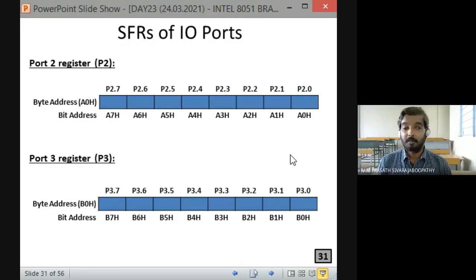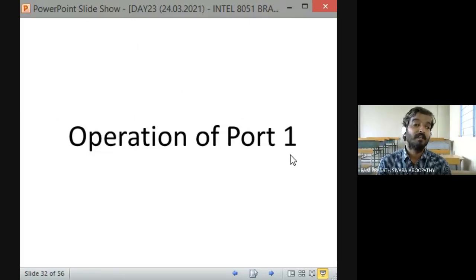Some people may ask, sir, why do we go to port 1 straight away instead of port 0? The reason is that the operation of port 1 can be easily understood by anyone. Fine. So, operation of port 1. What are the different operations you can do with the port? Can you type it in the chat? What operations can be done on a port pin?